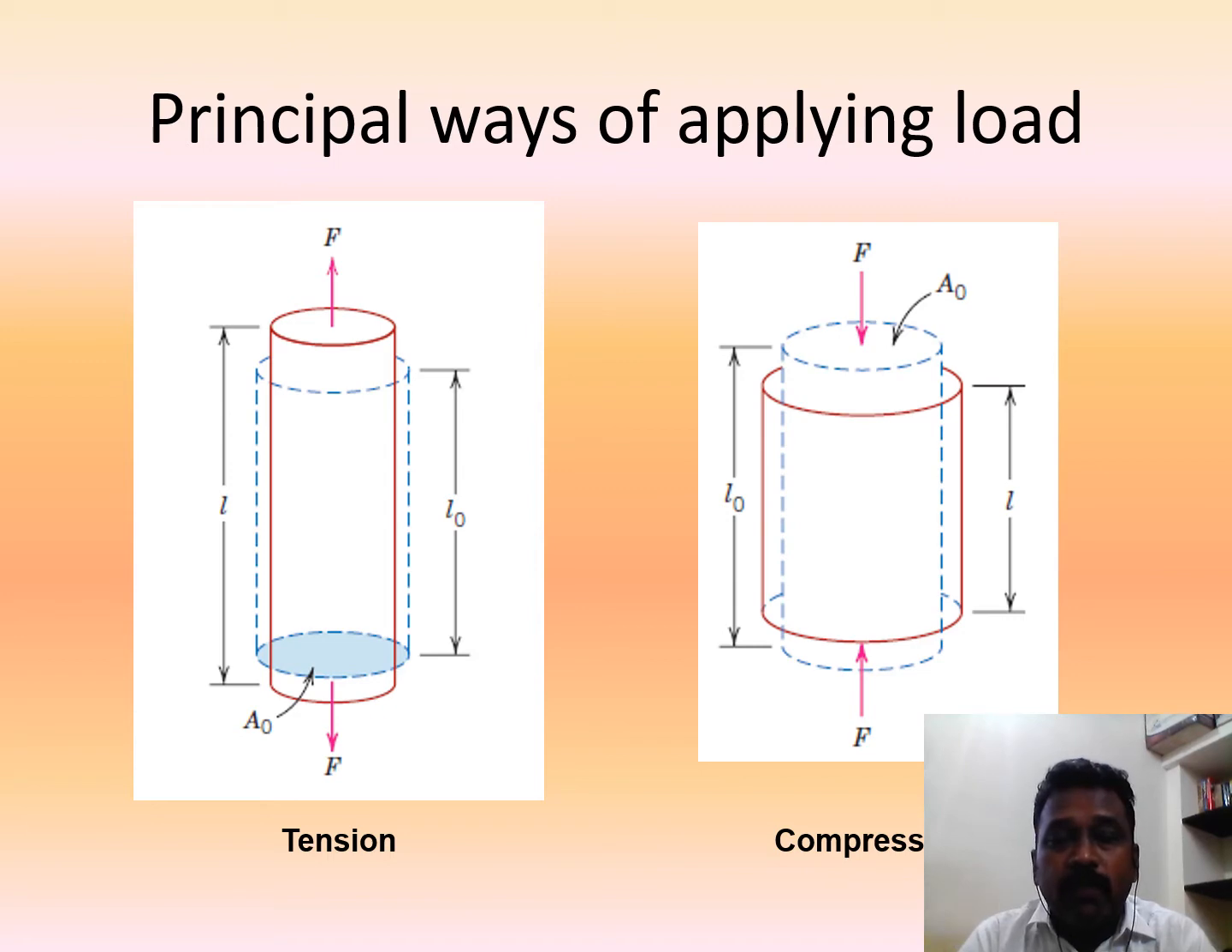The first one is tension. You can see that the force is applied, pulling apart from both sides. The original length is L naught, and the extended length is L after application of force. So the length is increased, whereas the area, A naught being the original area, got decreased. The same applies for compression, but in the reverse way. The original area is A naught and the original length is L naught, and after application of load, the length is L. So this is tension and compression.